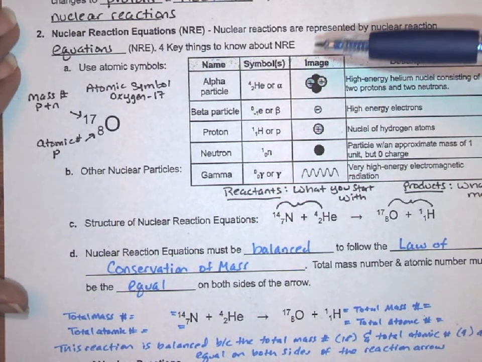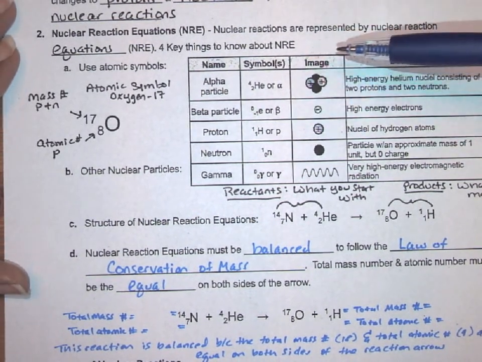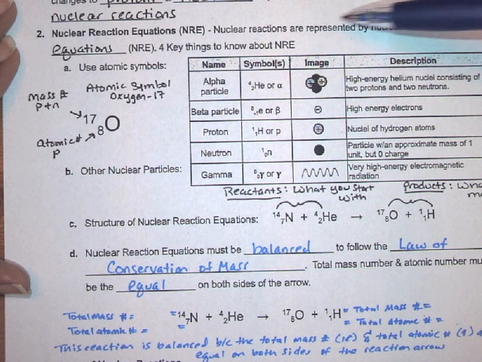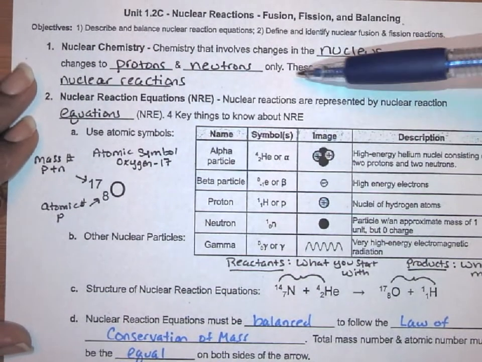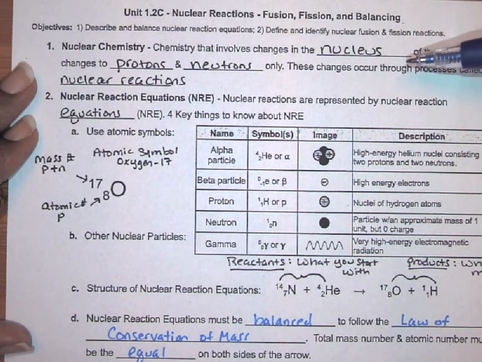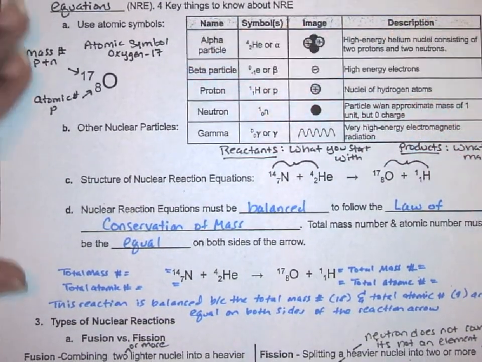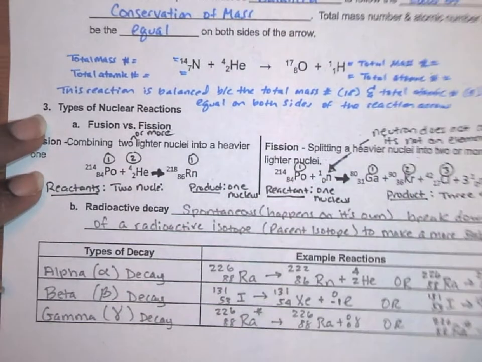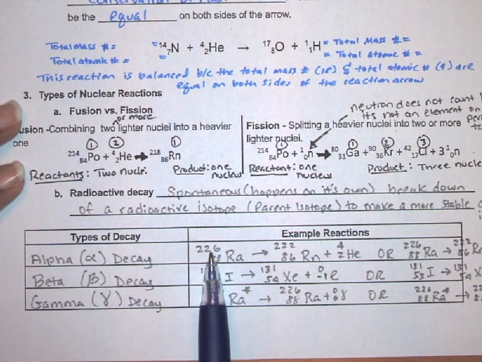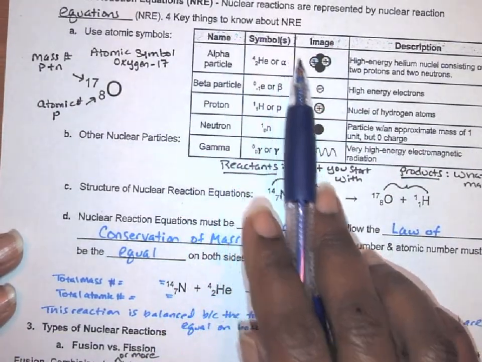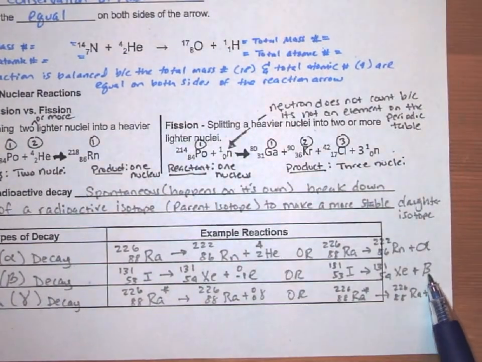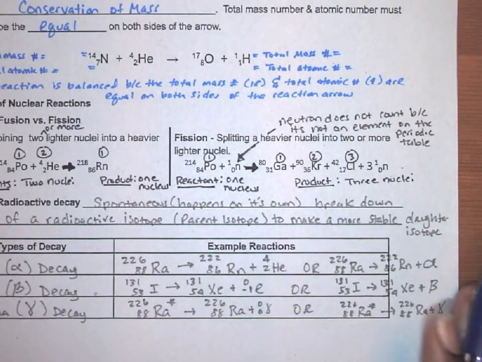So let's quickly review what nuclear reaction equations are. They're equations that represent nuclear reactions, which are changes to the nucleus, the protons and neutrons in the nucleus. Now, nuclear reaction equations use atomic symbols, and we saw that when we looked at the different types of decay reactions, where all you were seeing was a bunch of atomic symbols. They also use symbols of particles like alpha particle or beta particle, and again we saw that with the decay reactions. Sometimes instead of seeing elements in the periodic table, you'll see these particle symbols, so we have to get familiar with those.